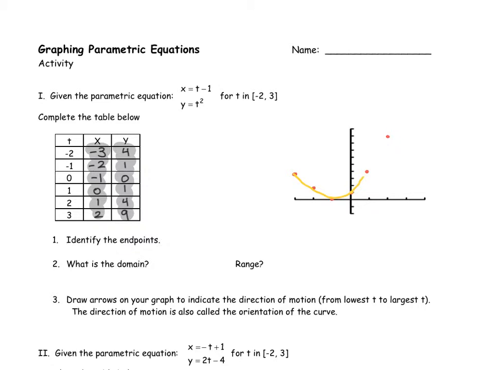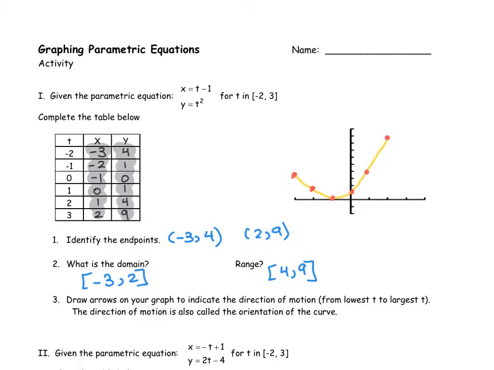Usually parametric equations are equations of curves. So then these are the points that I have labeled. So what are the endpoints? The endpoints are -3, 4. And the second endpoint is going to be 2, 9. So the domain of this curve is going to be from -3 all the way to 2, and the range is going to be from 4 to 9. So the range still means the y values, and domain still means the x values.